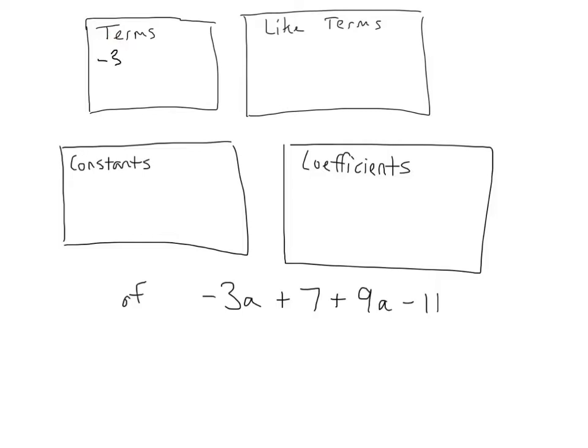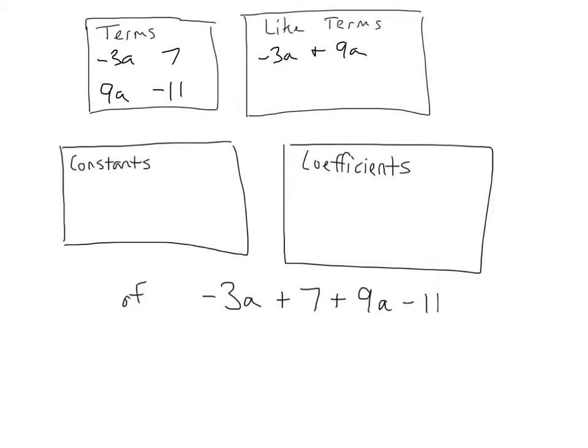I have a negative 3a. I have a 7. There's a 9a. There's also a negative 11. So all those things are terms. Now what about like terms though? Well, I have negative 3a and I have a 9a. Those are like terms to each other because they both share the variable a.